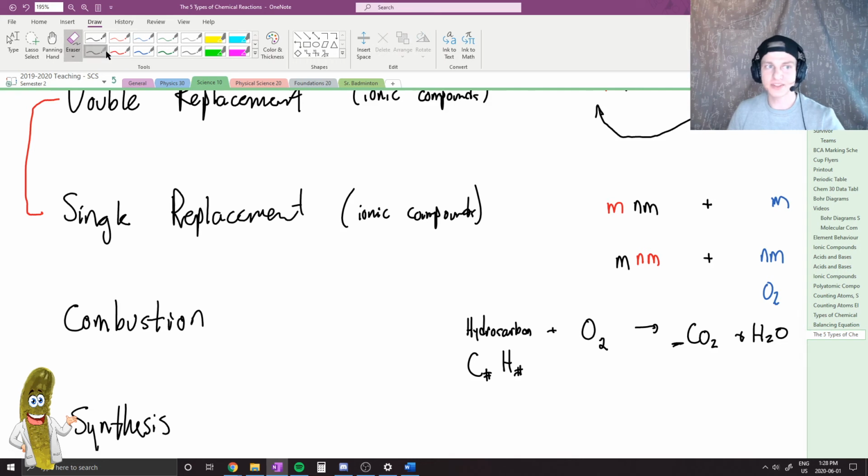But overall, the same basic elements and compounds are going to be part of it every single time. Hydrocarbon and oxygen react to form carbon dioxide and water. That's always a combustion reaction.